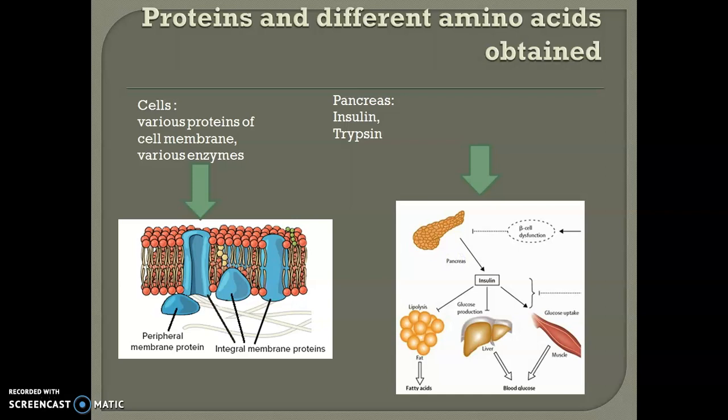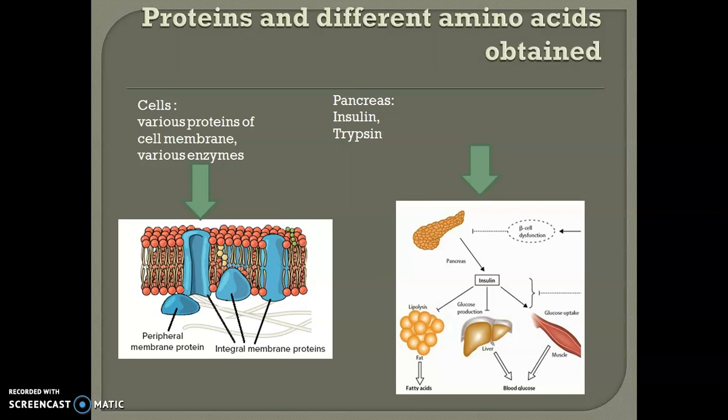Then coming to cells, various proteins of the cell membrane form various enzymes. This is the cell membrane, and proteins are required to synthesize various enzymes that speed up the body processes.